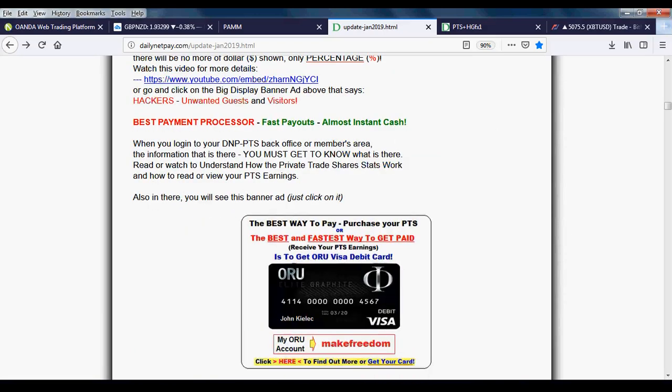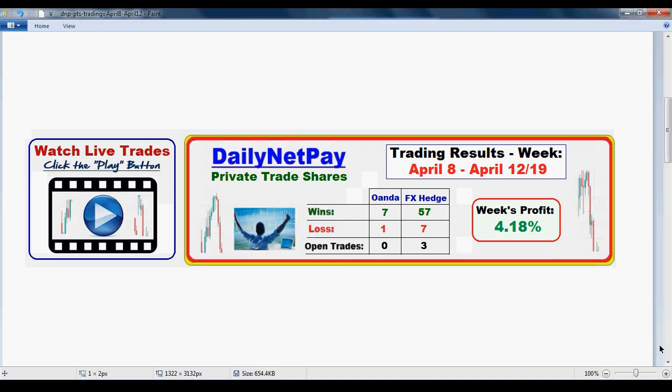Okay, so that is it for today. The stats are, I love it. I love it. Twice in a couple of weeks, we got over 10% in profit. So that is great trading.